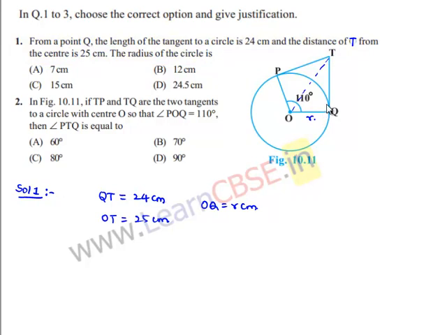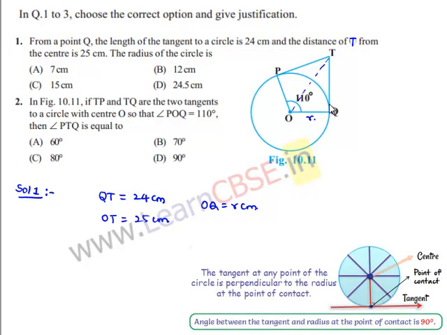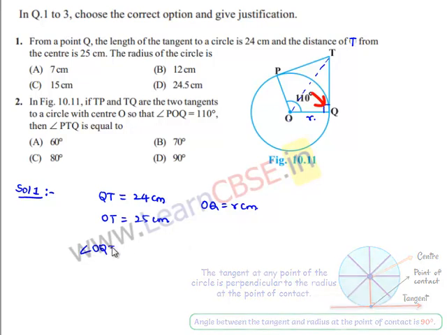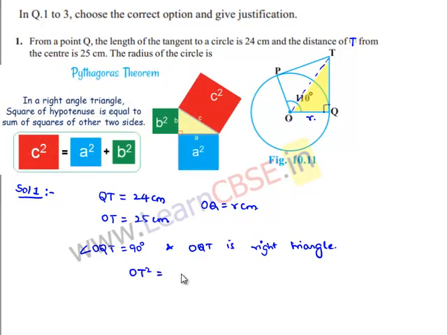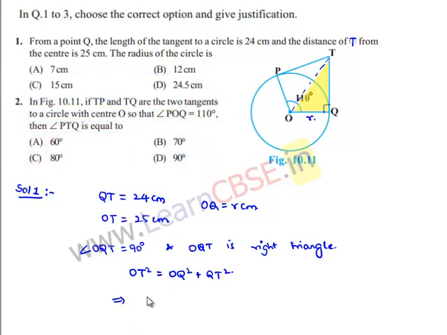Now we know that a tangent at a point to a circle is always perpendicular to the line joining the center and that point. Therefore here angle OQT will be equal to 90 degrees, and from this we can say that OQT is a right triangle. Now by applying the Pythagoras theorem here, we get OT square is equal to OQ square plus QT square. That implies OT square here is 25 square, that is equal to OQ square, which is nothing but R square, plus QT square is 24 square.